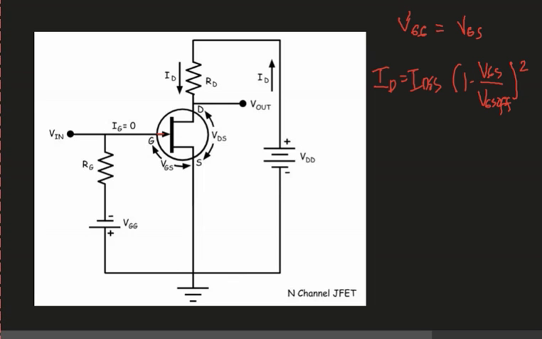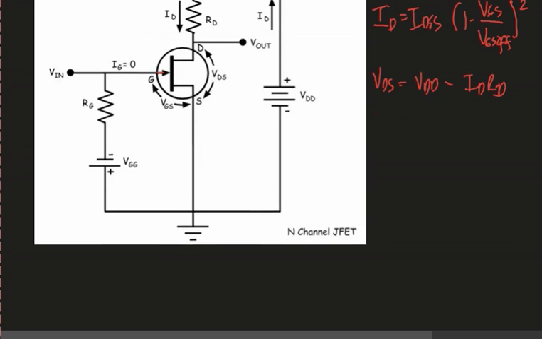The value of our VDS can be found by applying KVL to our output circuit. So our VDS will be equal to VDD minus ID RD. So the important formula here is our Shockley's equation.